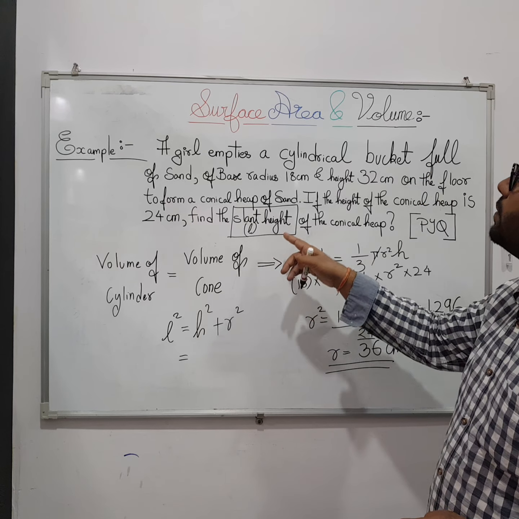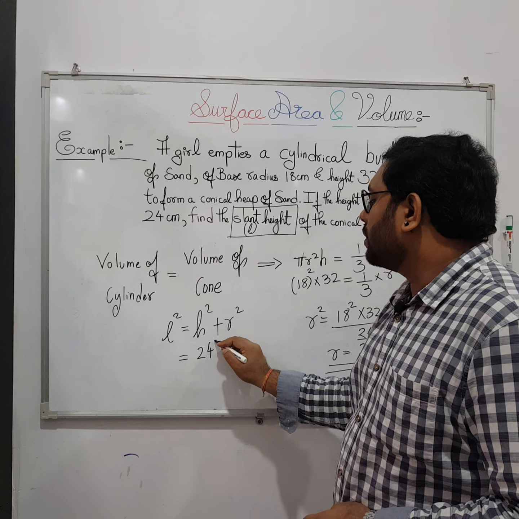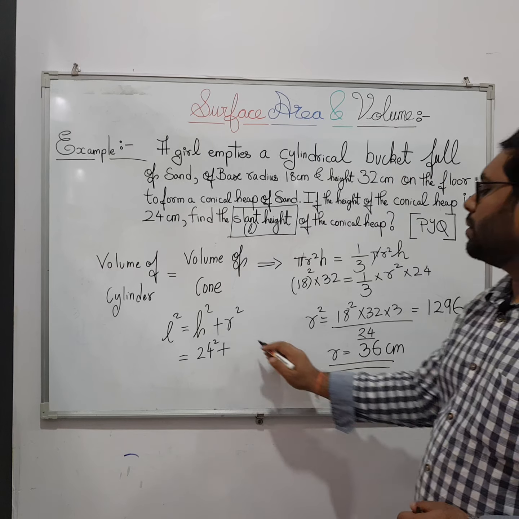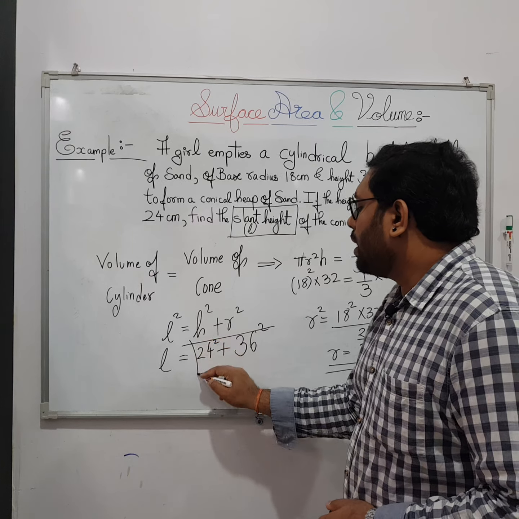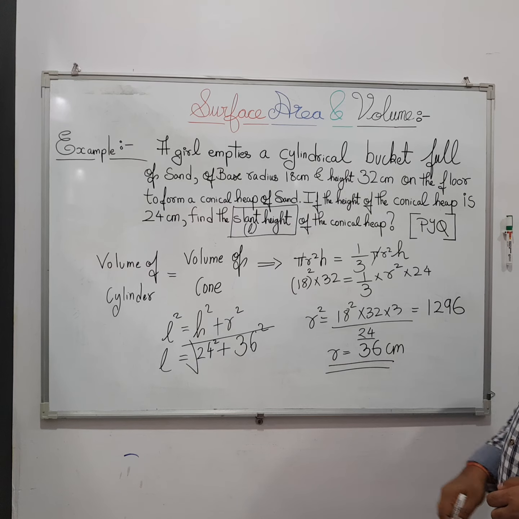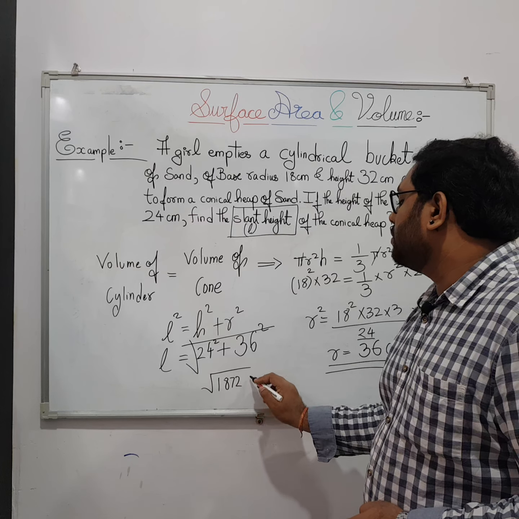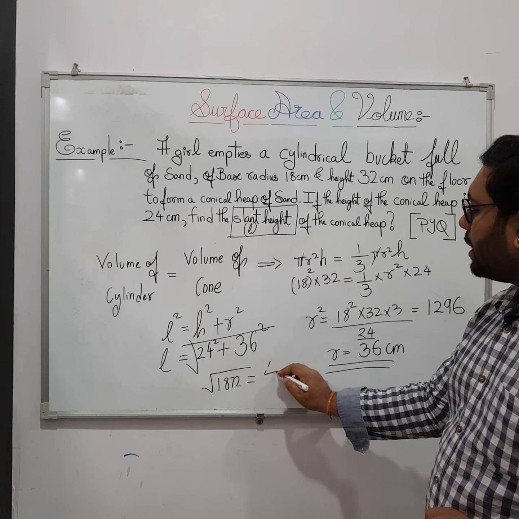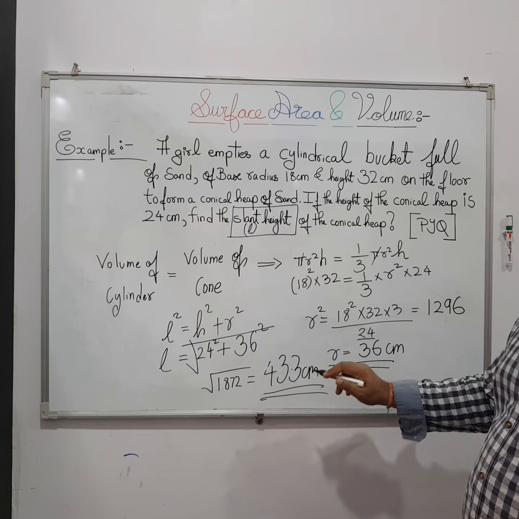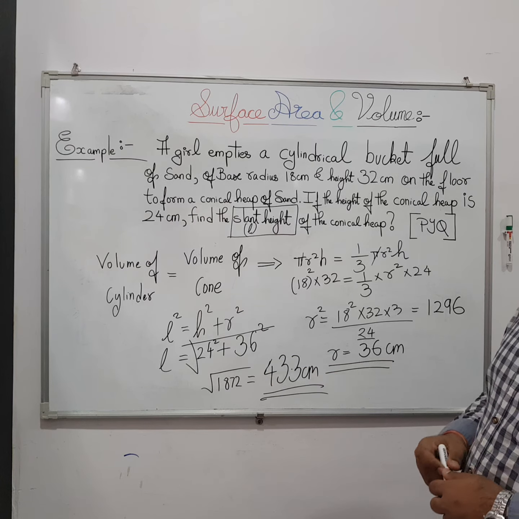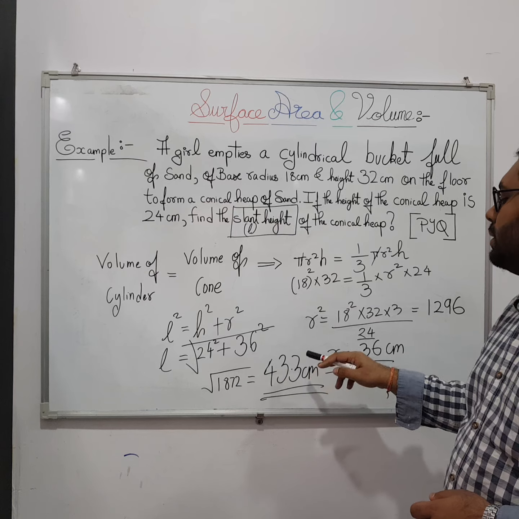So again, the height of the cone is how much? The height of the cone is 24, the whole square, plus the radius which we found out was 36, squared. So L will be under root of this. As you can see over here, there's a big calculation. This comes out to be under root of 1872, which you further calculate, you will get approximately 43.3 centimeters. Okay, so this is the actual answer to the question, that is the slant height of the conical heap is nothing but 43.3 centimeters.